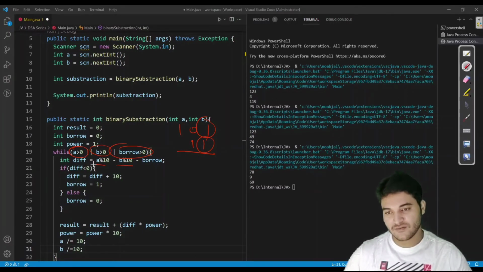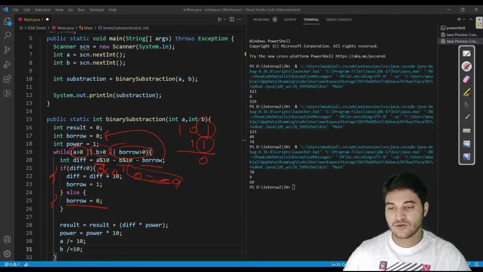So 1 minus, this is 1, this is 1, 1 minus 1 is 0, minus borrow, which is initially 0. Fine. So it would get to us 0. So this condition fails because 0 is not less than 0. 0 is equal to 0. So this condition will not be executed. This will be executed. So borrow is again 0. So we would add result plus difference, which is 0, into power.